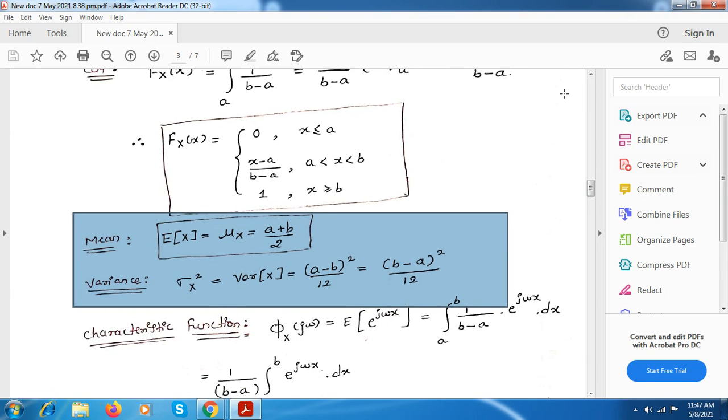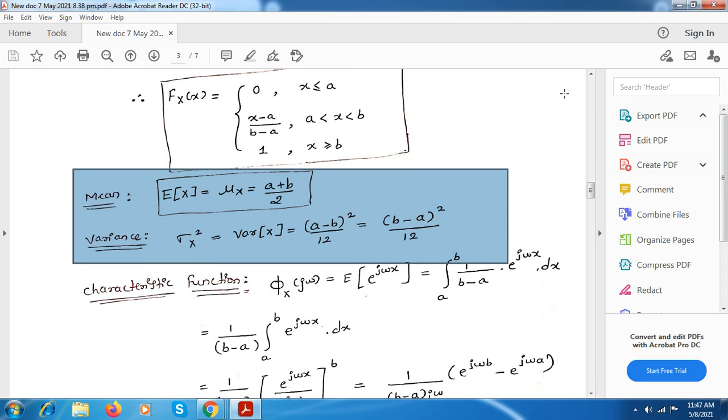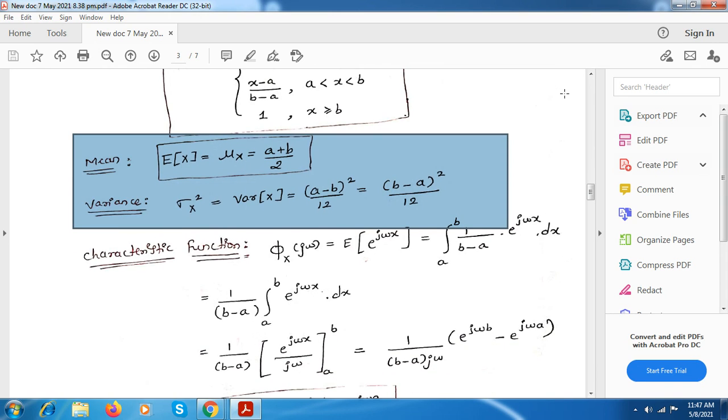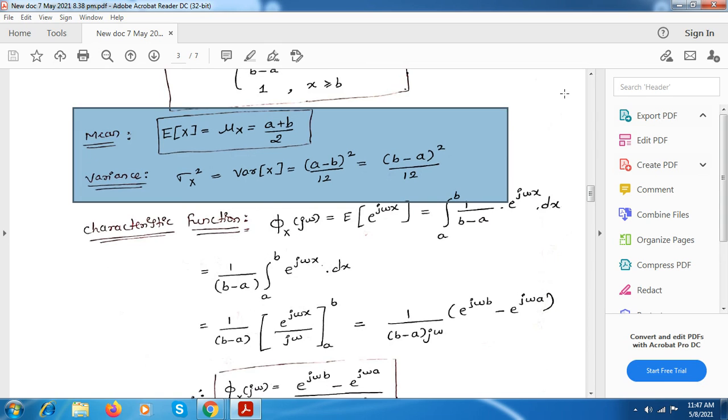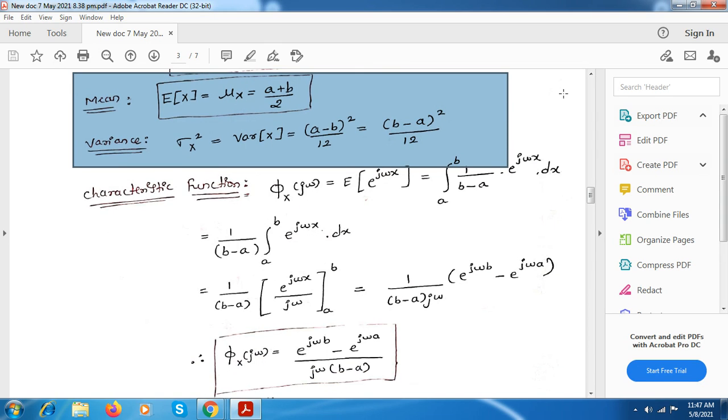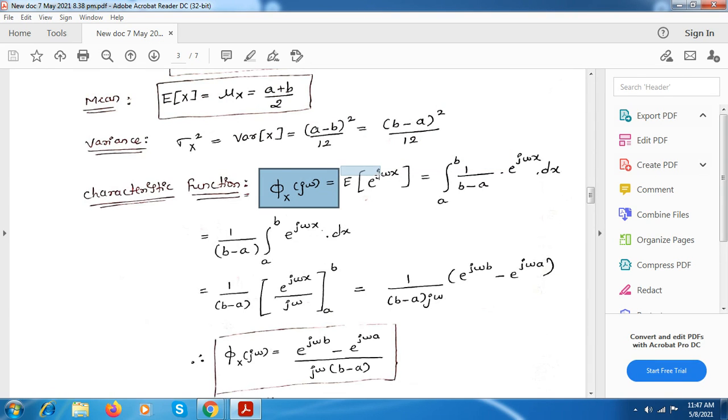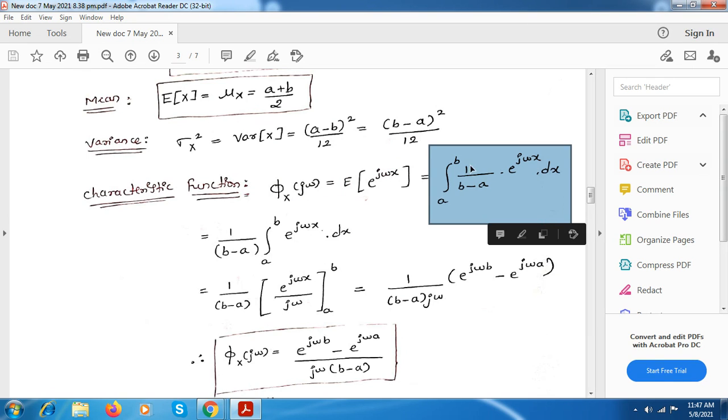So characteristic equation is phi x of j omega. You have to integrate the fx of x into e raised to j omega x. So here it is phi x of j omega. You can write it as E of e raised to j omega x. Here the period is from a to b for the uniform distribution. So integration, you can write it as integration a to b, and here the value of fx of x is 1 divided by b minus a and into e raised to j omega x into dx.